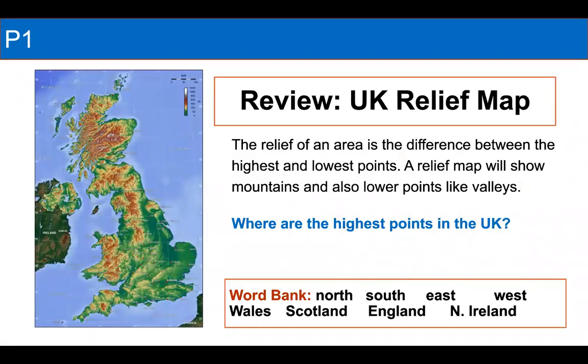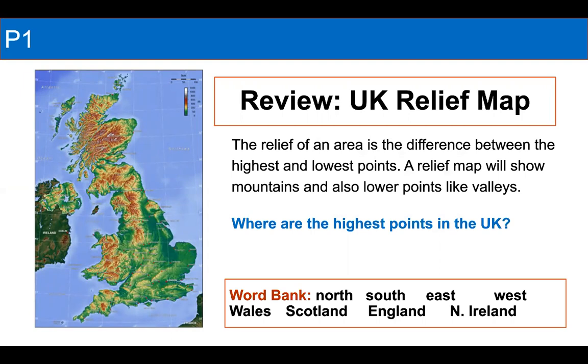Okay, so what does this map show? Well, this is a UK relief map. A relief map of an area shows the difference between the highest and the lowest points. A relief map will show mountains and low points like valleys.